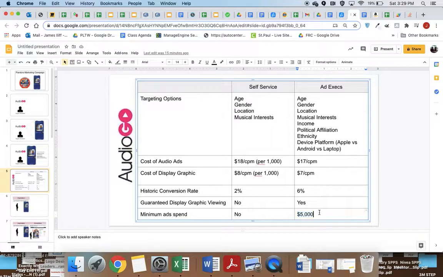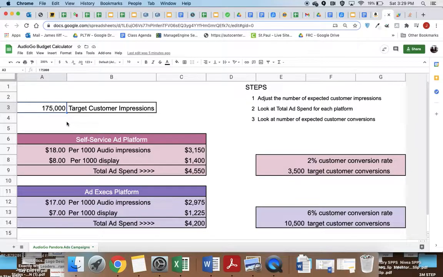And then you're going to come over here and look at why you would want to choose. Does it matter to you to target people with Apple versus Android versus laptop? Does it matter to target people of a specific income or music or political affiliation, etc.? And so you have to decide that. They want your help deciding that. So that's it. That's how you're going to use this tool to help hone in on your budget and the number of impressions and conversions that you are predicting for this campaign.